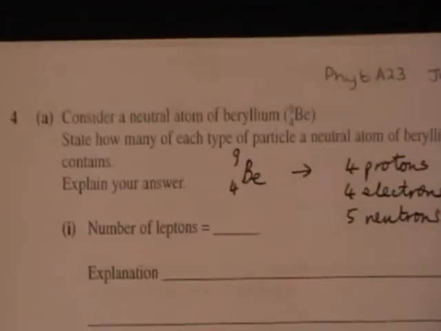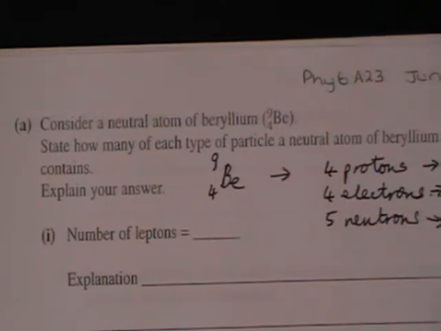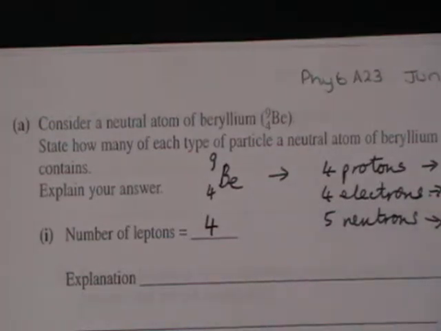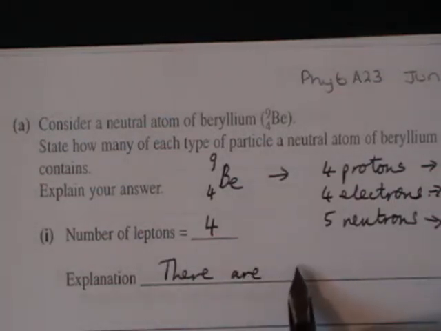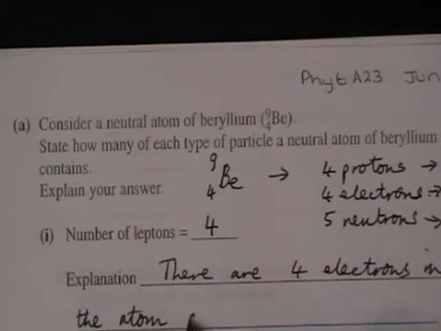Alright, so how many leptons do we have? Well, we've just said we have 4 electrons, which are leptons, therefore we have 4. The explanation for that is because there are 4 electrons in the atom, and electrons are obviously leptons.